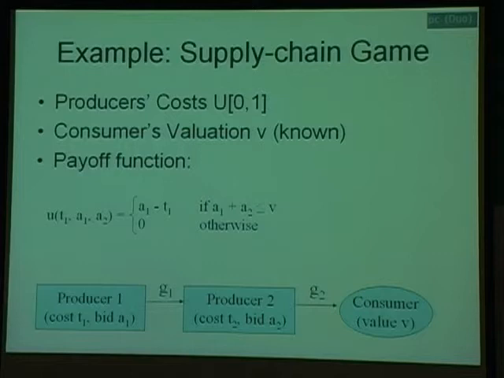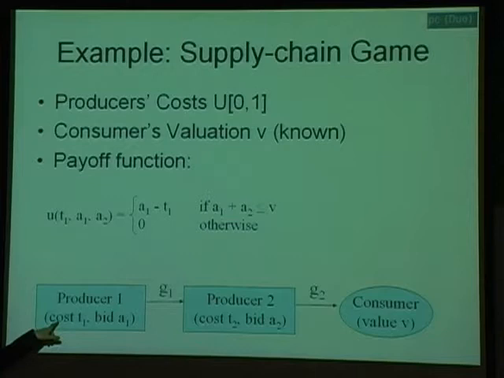So the way the game works is that the producers submit a bid saying how much they want to receive if they're going to produce their good. As long as the sum of their bids is less than or equal to the consumer's value, V, this all goes through, the good gets produced. And the payoff to the producers is their bid, what they get, assuming that the deal goes through, if the sum of their actions is small enough, minus their cost, which is private information to them.